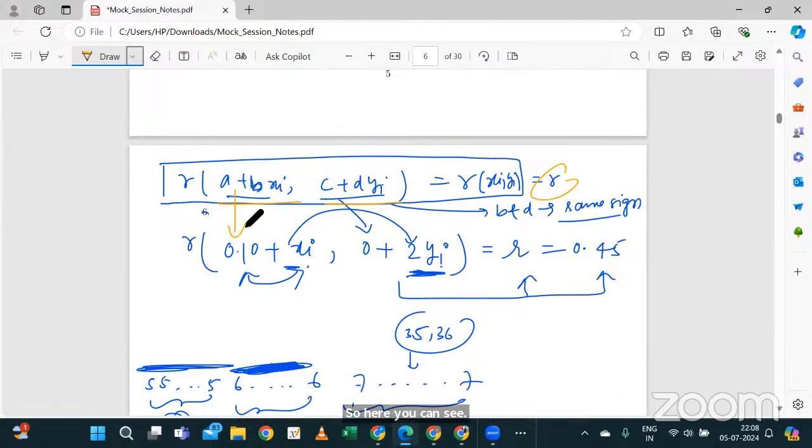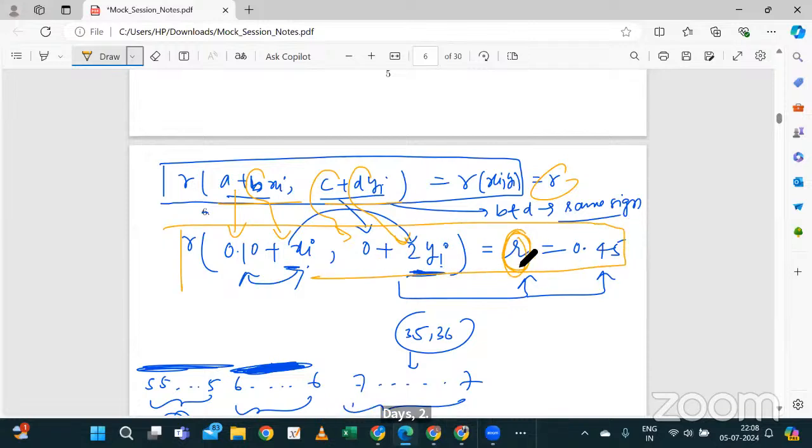So a is nothing but 0.10, b is 1, c is 0, d is 2. By using this same case, it will be the same as R, and R is given in the question. It is 0.45. So R for the new data set will be 0.45, which is the same as the R.